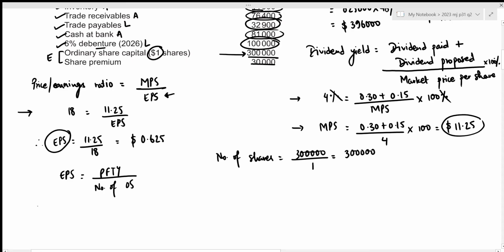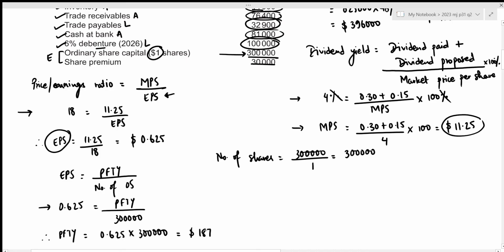Alright, now we have already calculated our earnings per share to be 0.625. We're trying to figure out our profit for the year, and we also know that the number of ordinary shares is 300,000. Now we can easily figure out the profit for the year. That will just be equal to 0.625 multiplied by 300,000. And this gives our profit for the year to have the value of 187,500. So let's write it down.